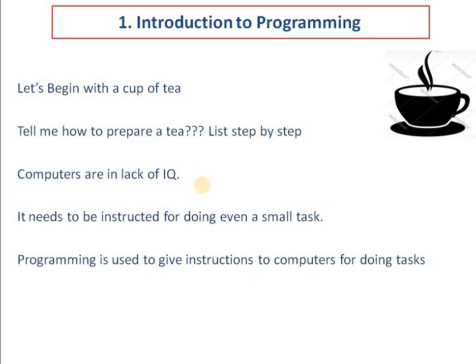Even if you want to add two numbers, computer does not know how to add two numbers. You have to instruct very clearly for even doing a small task. And programming is used to give instructions to computers for doing tasks. As a first task, you had given me a step-by-step list to prepare a tea. Similarly, you have to tell things step by step to the computers to do tasks, and that is called programming. So programming is used to give instructions to computer for doing tasks.